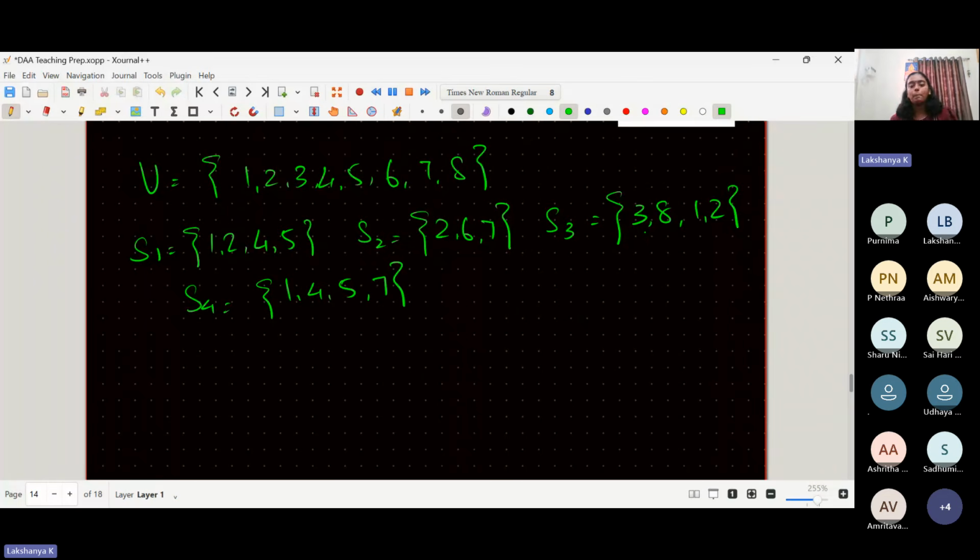Now, I have to pick some of these subsets such that all elements in the universe are covered. So can someone give me an answer? You can pick any number of these subsets, preferably the minimal number required, such that every number from 1 to 8, which is every number in the universe, is there at least once. So the union of the subsets you select should be the universe. Can someone try?